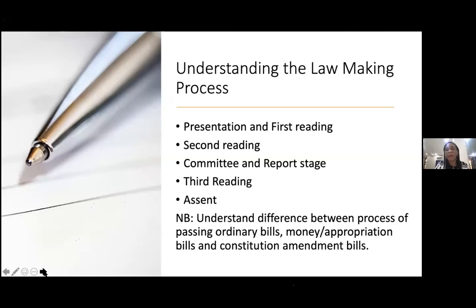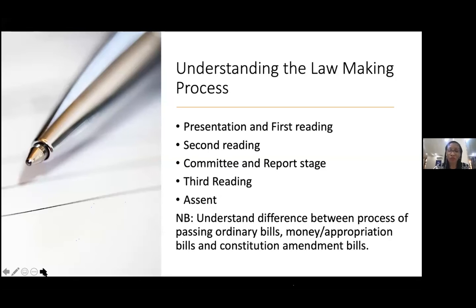Then understanding the lawmaking process, I think, is very, very fundamental. I think in one of our last webinars, this came up, but I just put it for the benefit of those who may want the information. It's important to understand the lawmaking process: the presentation of first reading, second reading, committee and report stage, third reading and assent.